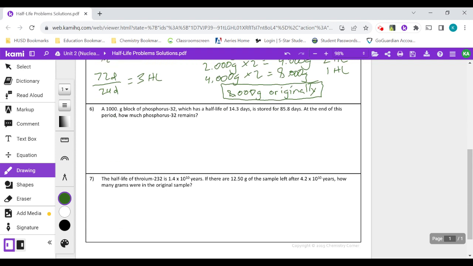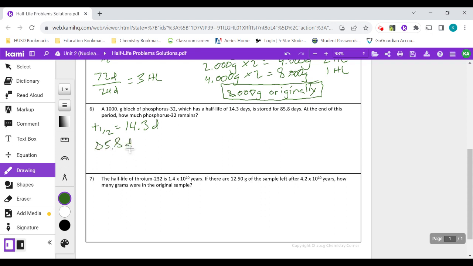Okay, a 1,000-gram block of phosphorus-32, which has a half-life of 14.3 days, T to the 1/2 equals 14.3 days, is stored for 85.8 days. At the end of this period, how much phosphorus remains? So this is kind of the same problem as the first one.